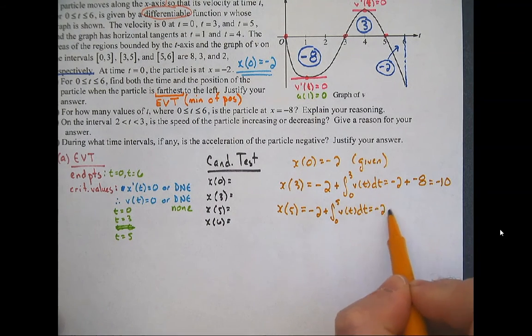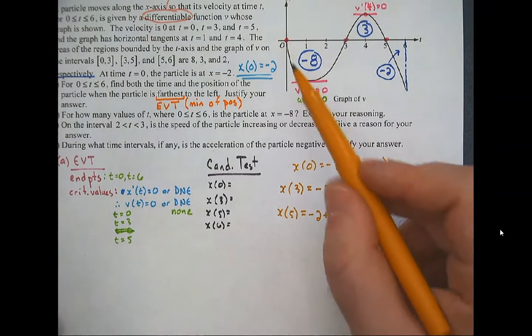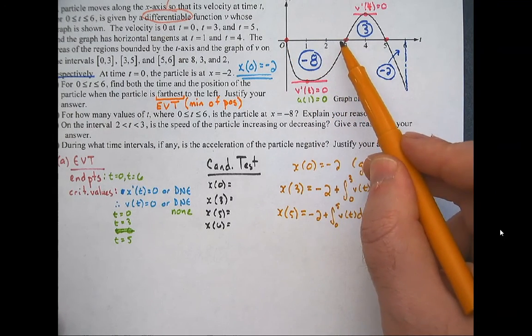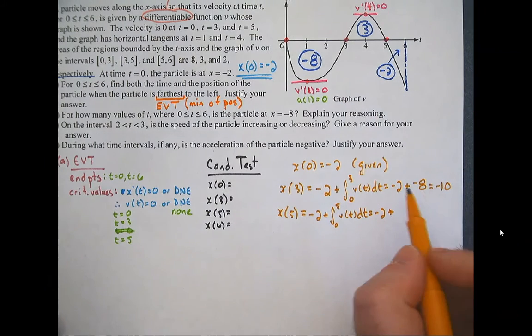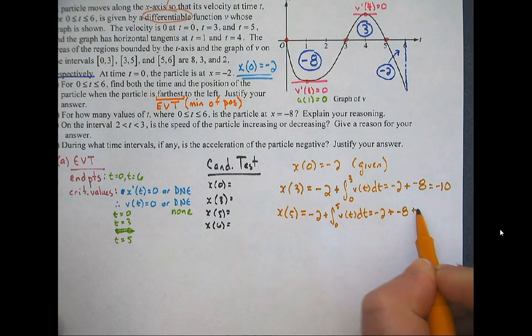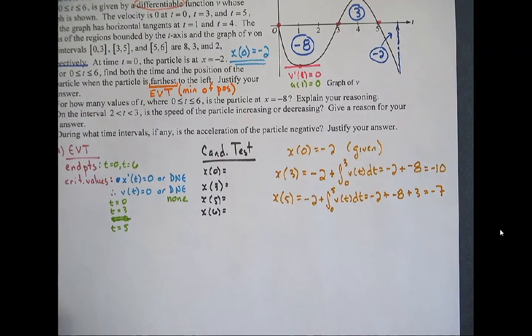So that's -2 plus... I can't go all the way from 0 to 5 right away. I have to kind of break it up, but I can just write those pieces down separately. So the integral from 0 to 3 is -8, which we just did, plus then we want to add on the 3. So that would be -8 plus 3, which is -7.